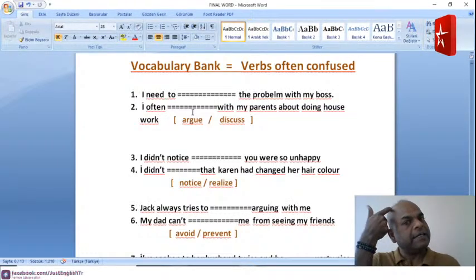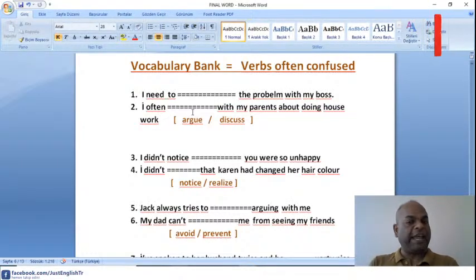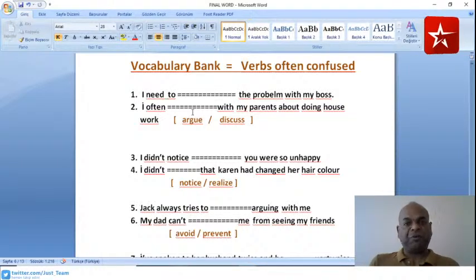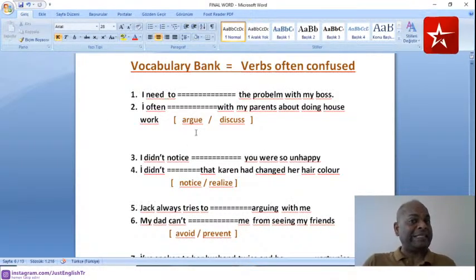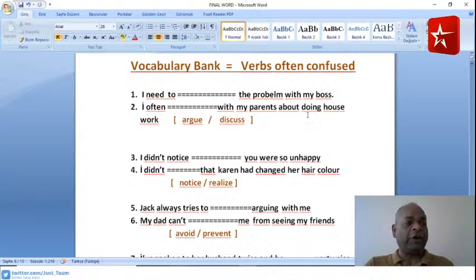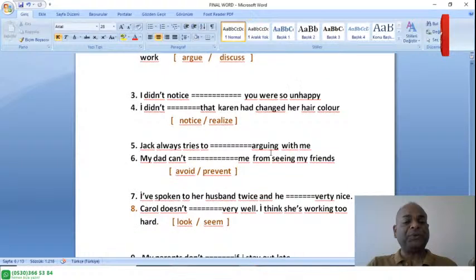Now guys, your first one is I need to discuss the problem with my boss. Remember, whenever you have a problem with your boss, you're not supposed to argue with your boss or with your parents or with your teacher. So you need to go and discuss with a person where the problem is, to clarify and to rectify the problem. That's why number 1 is discuss and number 2 is argue. Well done, all the students who did a good job. All of you doing good job actually. Well done. Let's go to number 3.